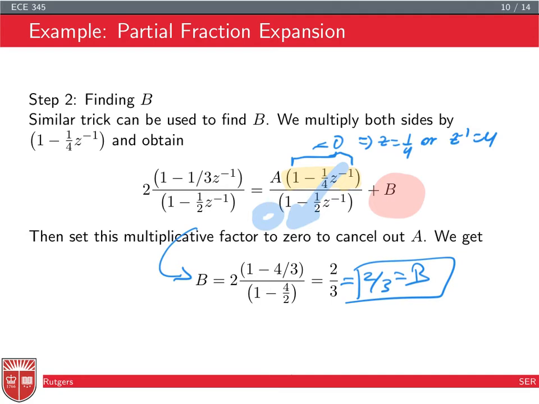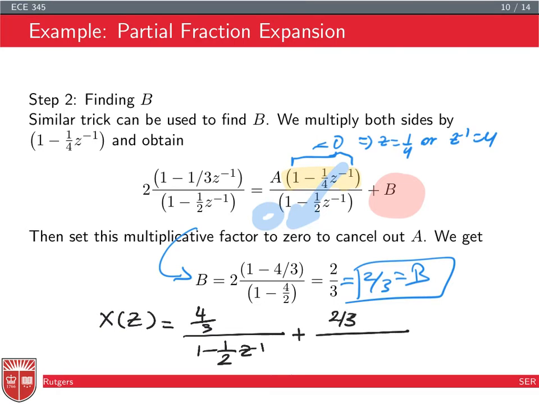So now I can write X of z as 4/3 divided by 1 minus 1/2 z minus 1, plus 2/3, which is the B that I just found, divided by 1 minus 1/4 z minus 1. And you can see now, hopefully, that it's easy to invert each of these terms. Now, the thing to take care of here is that the ROC was not clarified in the question, because I want you to study the different cases, and that's what I want to do next.